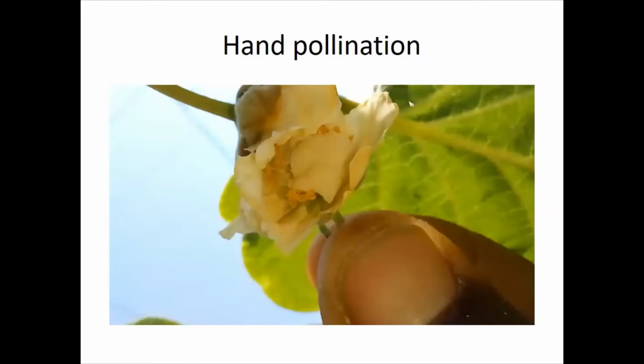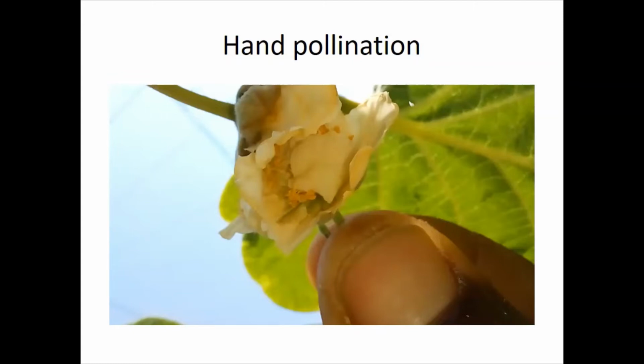And then this is hand pollination. So with hand pollination, this one is more practical when you have a smaller field, maybe 2 hectares, 3 hectares. Like now we are having only 3 hectares. So we can use this system, but you will need more labor because it's very labor intensive.